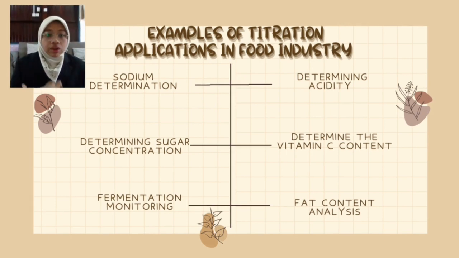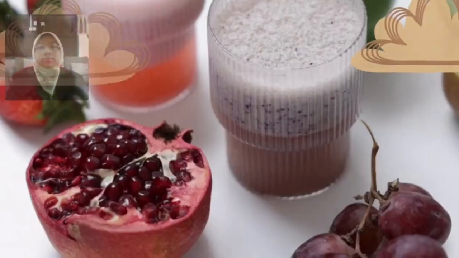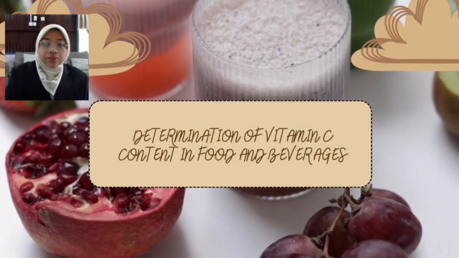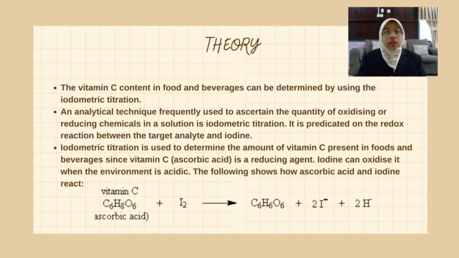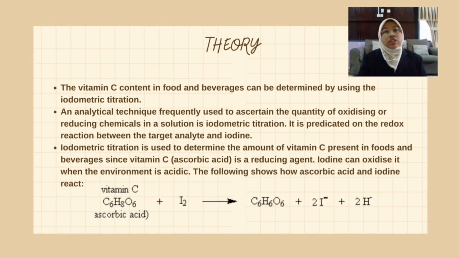Next, the examples of titration applications in food industry. The main application for our presentation is determination of vitamin C content in food and beverages. So, how can we determine the vitamin C content in food and beverages by using titration? We can use iodometric titration. What is iodometric titration? Iodometric titration is an analytical technique frequently used to ascertain the quantity of oxidizing or reducing agent in a solution. Or we can call it a redox titration, where the appearance or disappearance of elementary iodine indicates the endpoint.